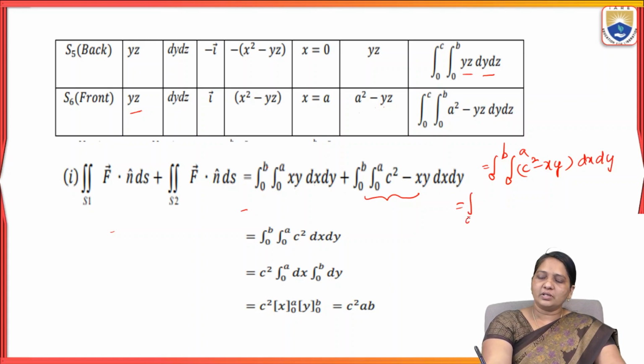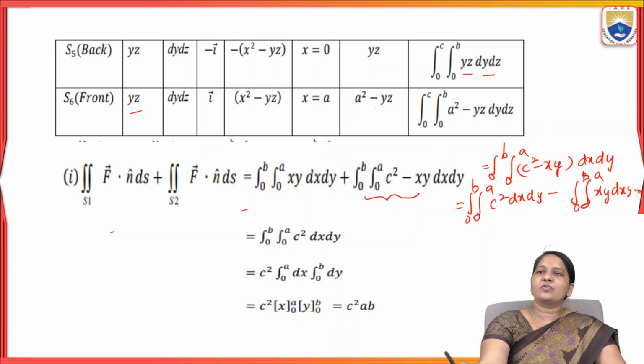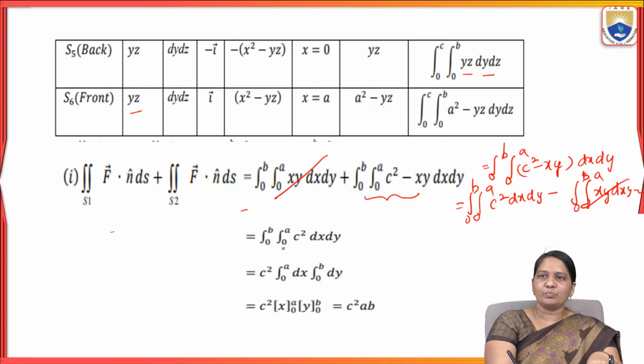So here, integral 0 to b, integral 0 to a, c square dx dy, minus integral 0 to b, integral 0 to a, xy dx dy. If you calculate, you can replace the value. Otherwise, if you simplify it like this, this value and this value will be cancelled. Finally, we got integral 0 to b, integral 0 to a, c square dx dy. We can do it like this also.